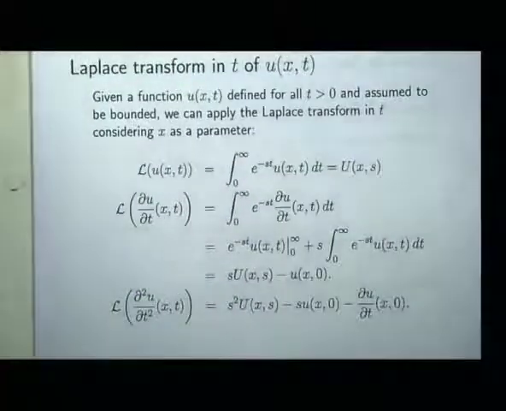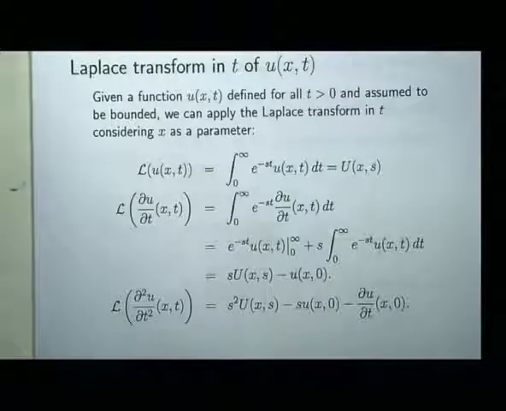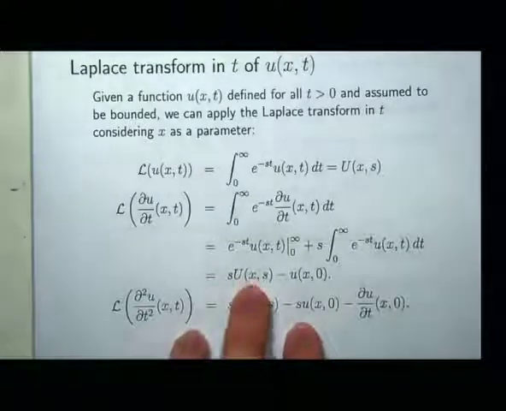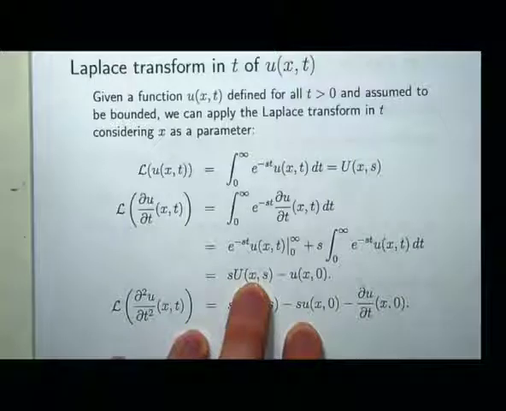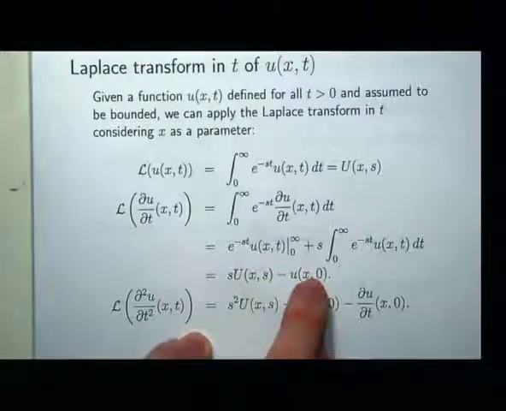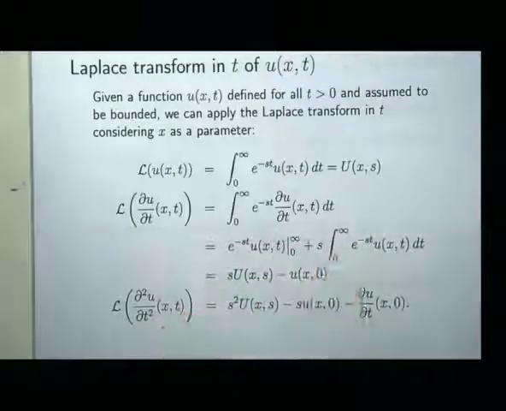Given a function defined for all t and assumed to be bounded, we can apply the Laplace transform in t considering x as a parameter. That's the definition. And then when you differentiate it under that, you use integration by parts. So what's going on here? That is that, and that is that. Line them up, mate.